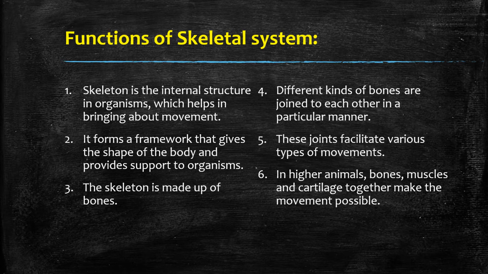Fourth one, different kinds of bones are joined to each other in a particular manner. Fifth one, these joints facilitate various types of movements. Sixth one, in higher animals, bones, muscles and cartilage together make the movement possible.